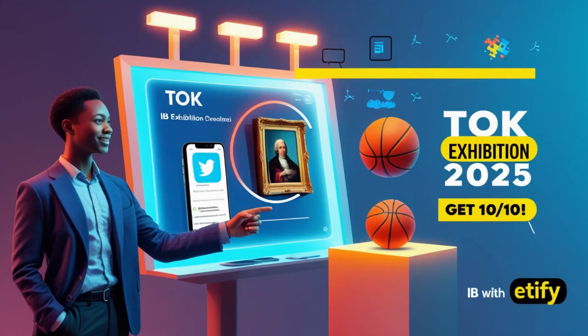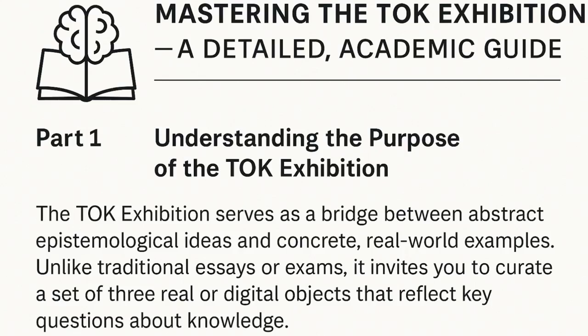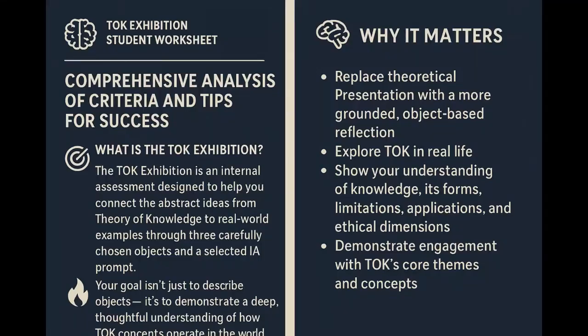Part 1. Understanding the purpose of the TOK exhibition. The TOK exhibition serves as a bridge between abstract epistemological ideas and concrete real-world examples. Unlike traditional essays or exams that mostly prioritize argumentation and writing alone, the exhibition actually invites you to curate a set of 3 real or digital objects that reflect key questions about knowledge. Each object is analyzed in relation to one of 35 prescribed prompts provided by the IB. The aim is not simply to describe the objects but instead to use them as vehicles for philosophical reflection.